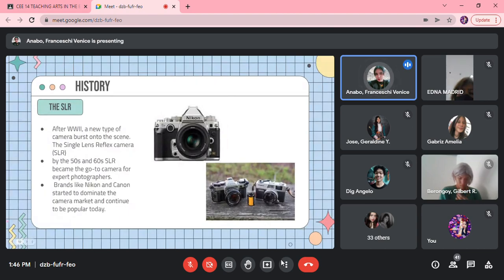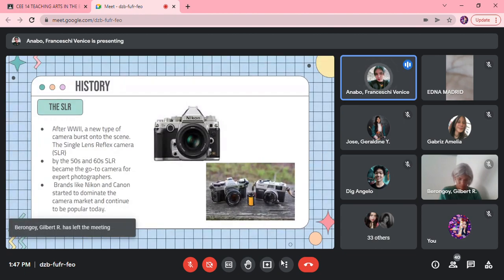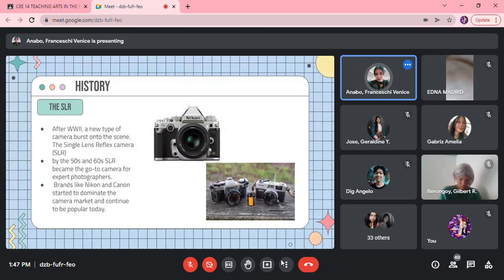Because as technology developed, lumiit ng lumiit ang cameras, so scientists and journalists, mas gusto nilang ginagamit yung SLR kasi mas mabilis siyang bitbitin and gamitin. Brands like Nikon and Canon started to dominate the camera market and continue to be popular today. So as you can see sa picture, hindi ganyan yung SLR na familiar tayo today. Kasi that model ay yung pinakaunang model ng SLR. Ako, may naabutan akong ganyang cameras dito sa bahay namin. And as I can say, mabigat siya compared sa SLR na meron tayo ngayon. Tsaka nilalagyan pa siya ng film. De-film pa siya.